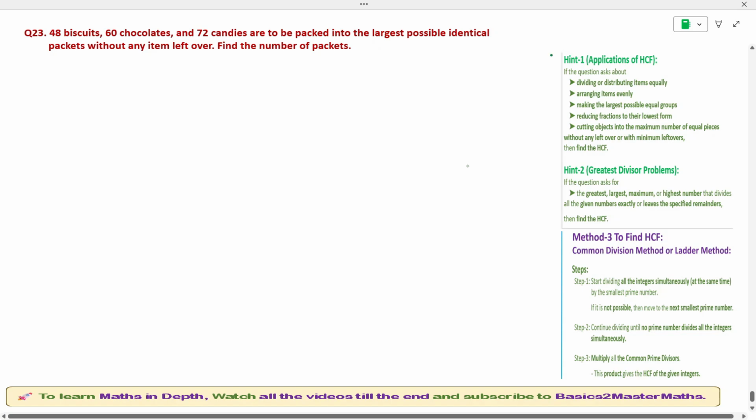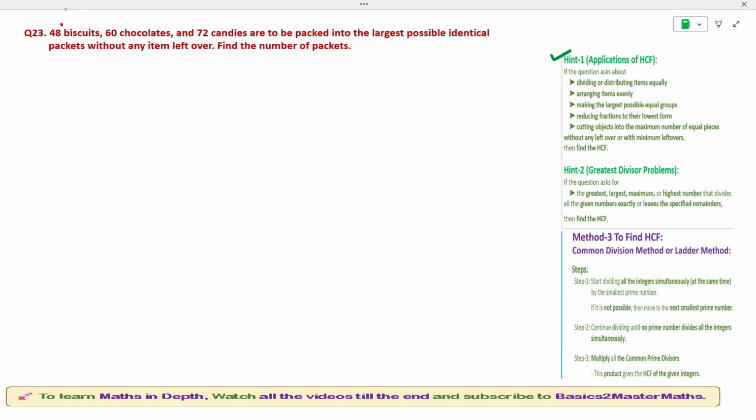Let us solve another word problem on the applications of HCF. 48 biscuits, 60 chocolates, and 72 candies are to be packed into the largest possible identical packets without any item left over. Find the number of packets.